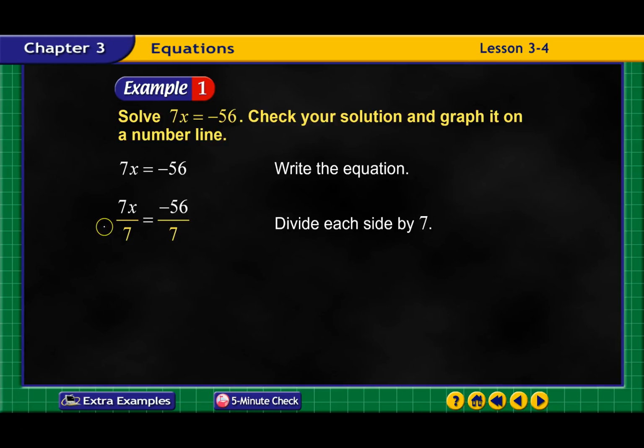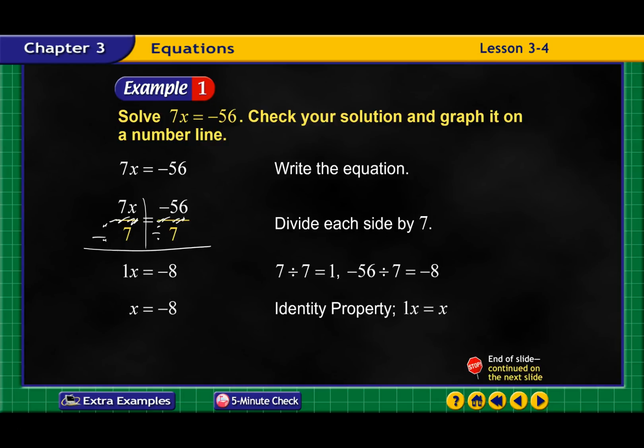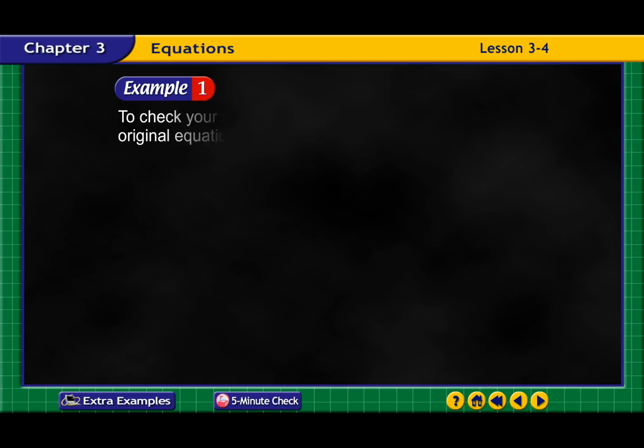Remember, I want to see the division symbol. Not my best division symbols. None of these. Division symbol. Divide them both out. Comes out to x equals negative 8.